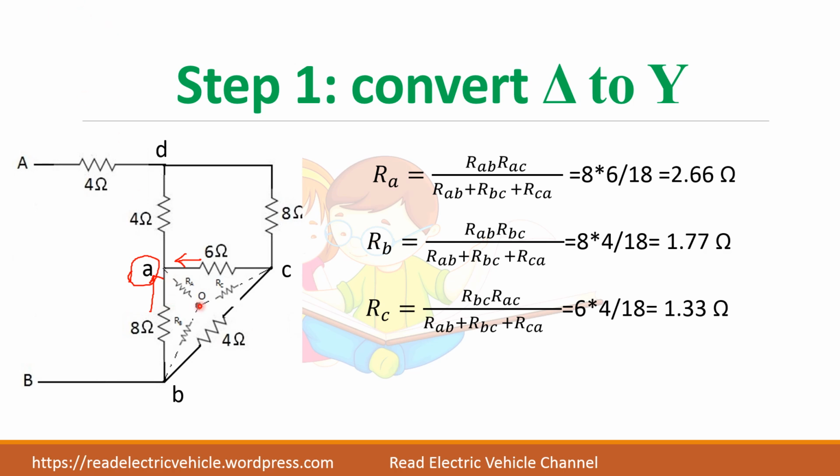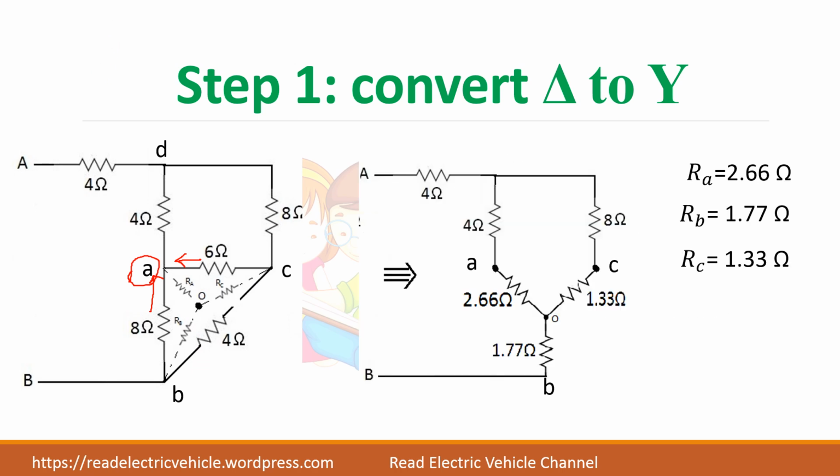Now this has to be included in this circuit. So this part RA will become in series with 4 ohms, and this RC will come in series with 8 ohms, and RB will be here. Now let us draw this equivalent star in the network. So 4 ohms will be in series with RA. So 4 and this one here, neutral point is here, RC is connected here and RB is here. So substitute all those values.